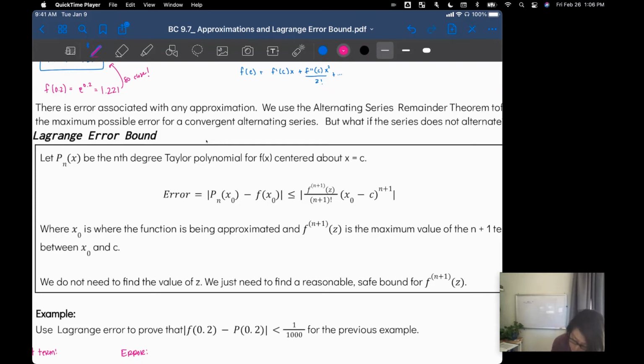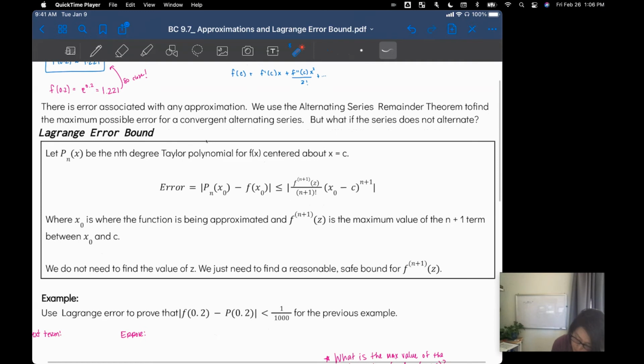Okay, so what we've seen is that when we have the alternating series, the error is the absolute value of the first unused term. That's the most that we're going to be off by. Okay, but what happens if the series does not alternate? Then I have this other rule, or this other strategy called Lagrange.